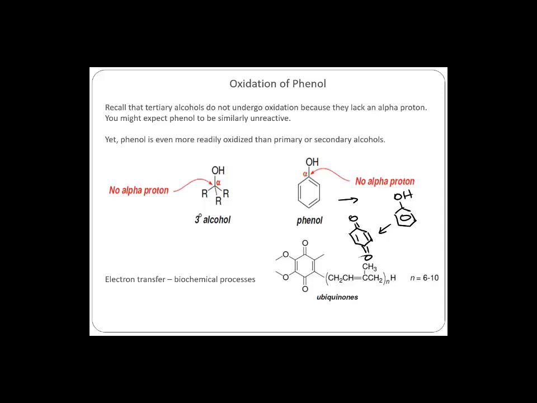And depending on what else is on the ring, you can get different things. So for instance, this particular compound is used for electron transfer in biochemical processes, has some methyl groups and methoxy groups and things like that on them.